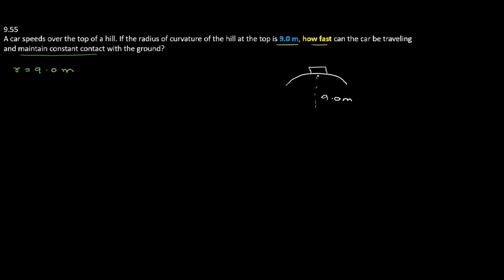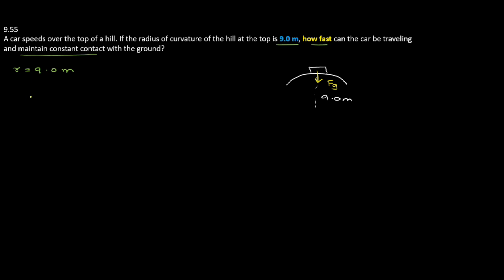As the car passes over the top of the hill, it undergoes circular motion in a vertical plane with the radius of the circular path as 9 meter. And the only force that provides the centripetal force required for this motion is the force due to gravity. The force due to gravity acts vertically down, and this is the force that is giving the required centripetal force to keep the car along the circular path.